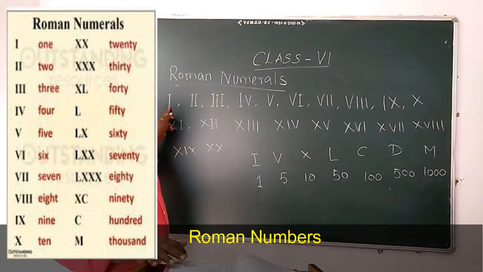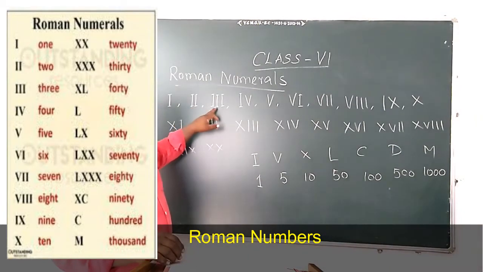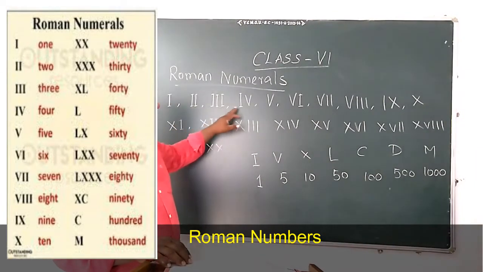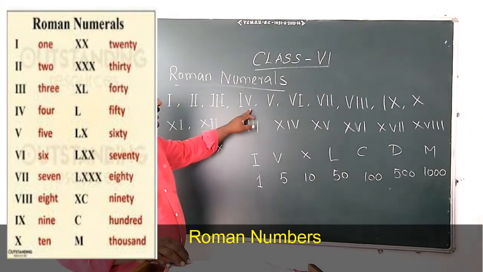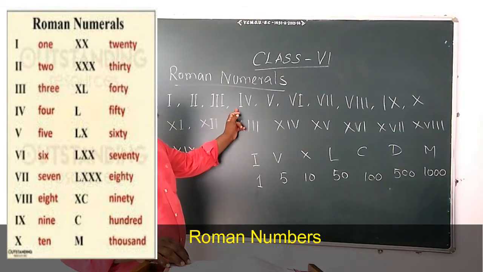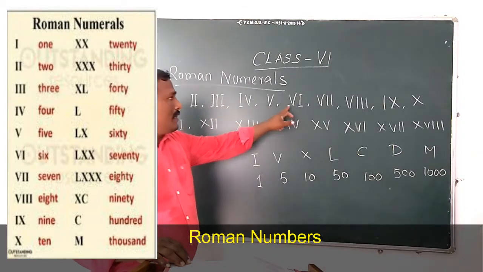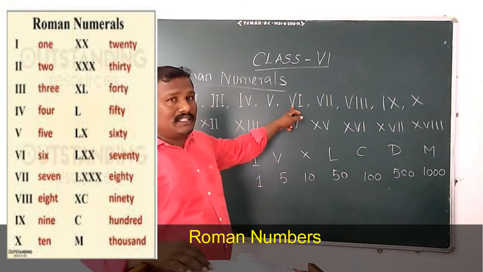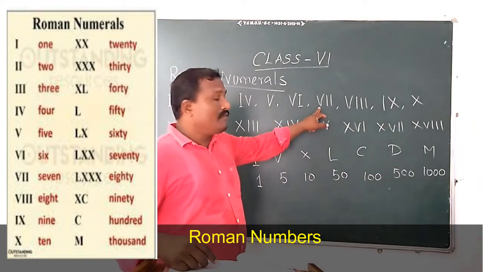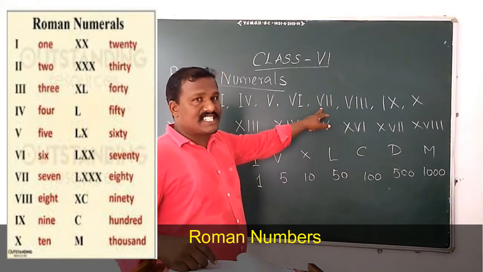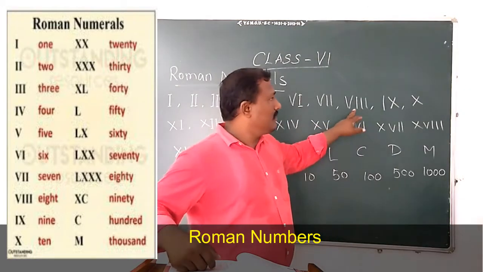Totally, if you look at it, these kinds of Roman numbers are available. For example, I we call 1, II we call 2, III we call 3, then 4 is I V. If you put I on the left side, it's a 4. If you put only V, we call it 5. V with I on the right side, VI, we call 6. Then VII, we call 7. Then VIII, we call 8.